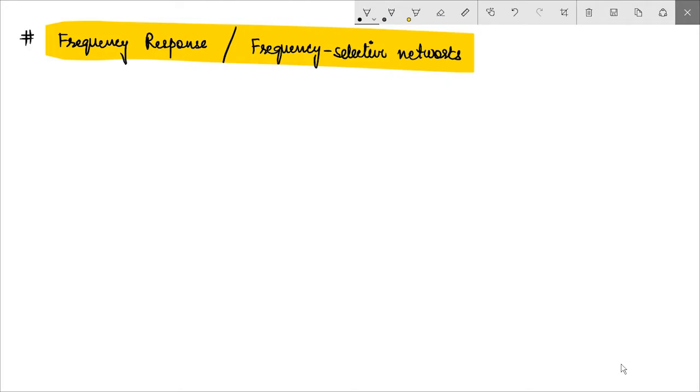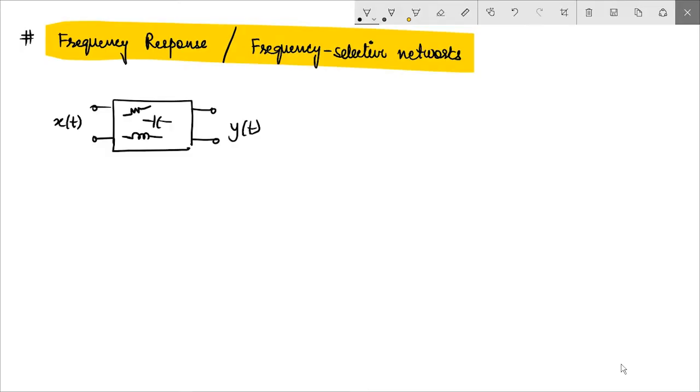signal of a given frequency, meaning given a system that takes an input x(t) and gives a signal y(t). So this is a network made up of resistors, capacitors, or inductors. So how does such a system treat the given input signal depending on what is the frequency of this input signal? That is what is called H of omega.